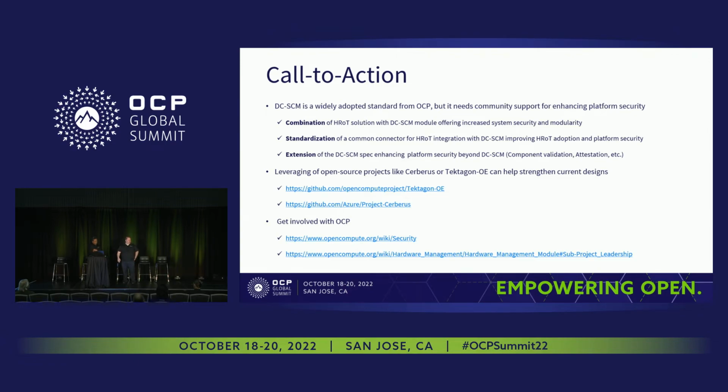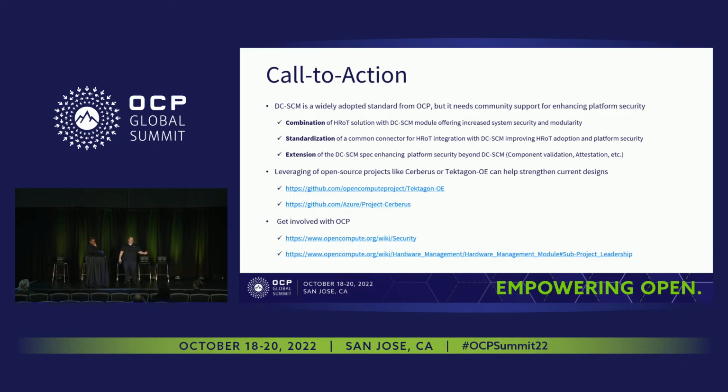We also want to talk about some open source projects, so you can take a look behind this. Cerberus was one of the first ones, seeded by Microsoft several years ago, and we recently added our Tectagon Open Edition, our firmware for hardware root of trust or platform root of trust, in the OCP repo. You can take a look at those and get an idea of how it functions. It has a fully capable stack. There was a presentation on it earlier today, so I can't ask you to attend it now, but please feel free to review it later and get involved in the projects.